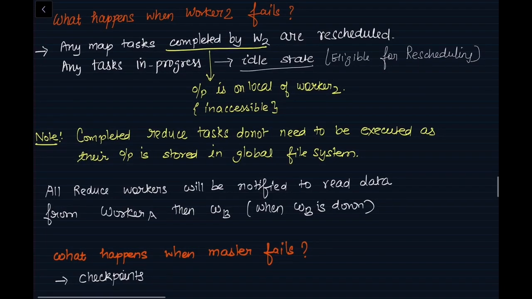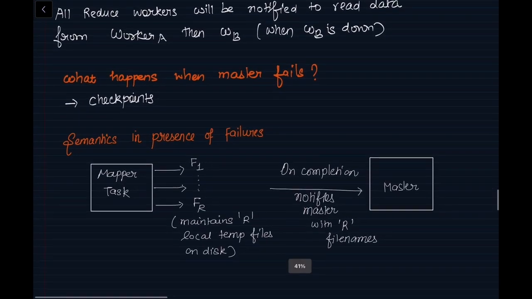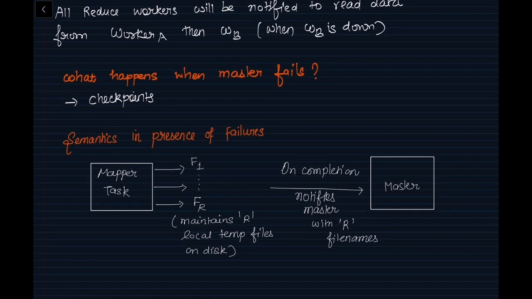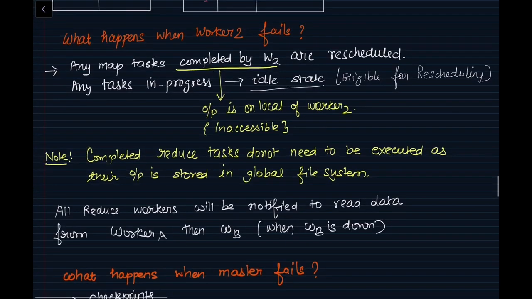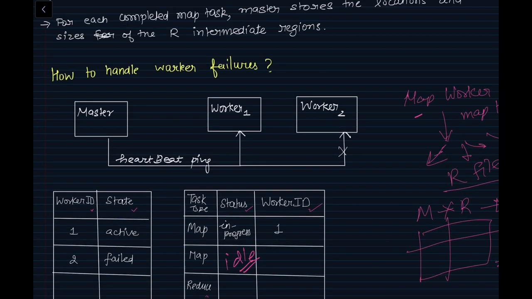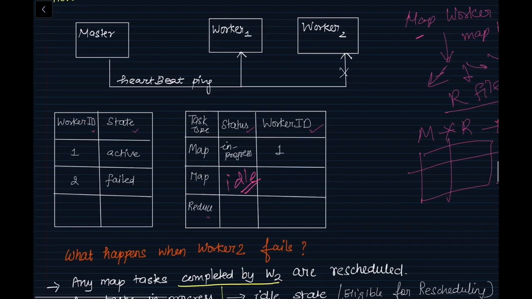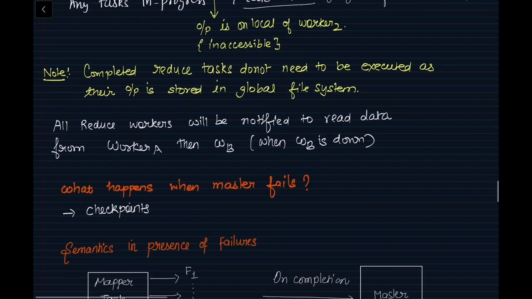Now what happens to the completed reduce task? As the output of the completed reduce task is present on the GFS, the global file system, and not on their local machines, we do not need to redo the same step again. Now, when a worker fails, the master will assign that work to some other worker, and it will also notify all the reduce workers to read the data from mapper worker A rather than B if the worker B was down.